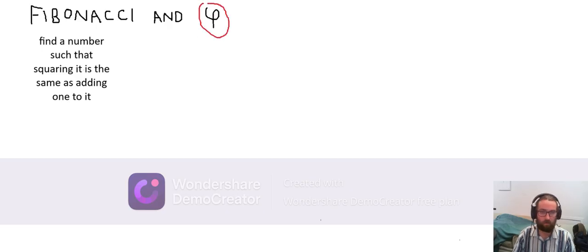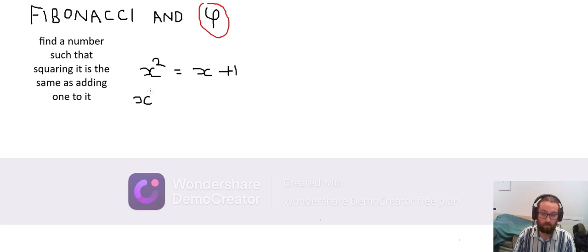So to start off, I have a quick question here. Find a number such that squaring it is the same as adding 1 to it. It's not obvious off the top of your head what this number is going to be, but we can solve it quite quickly. So it's going to be some number, x, where when I square it, x squared, it's the same thing as if I added 1 to it. So x squared is the same thing as x plus 1.